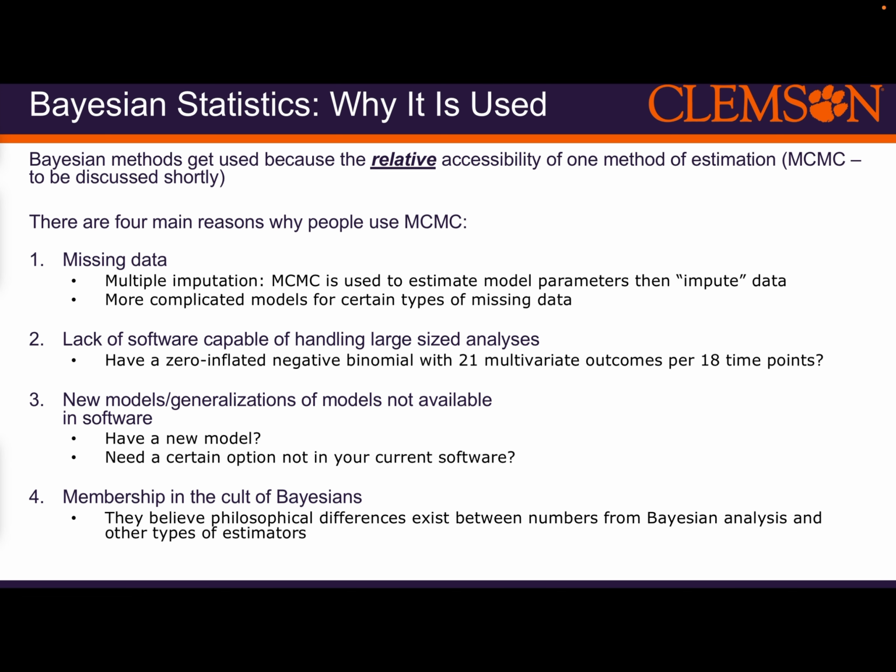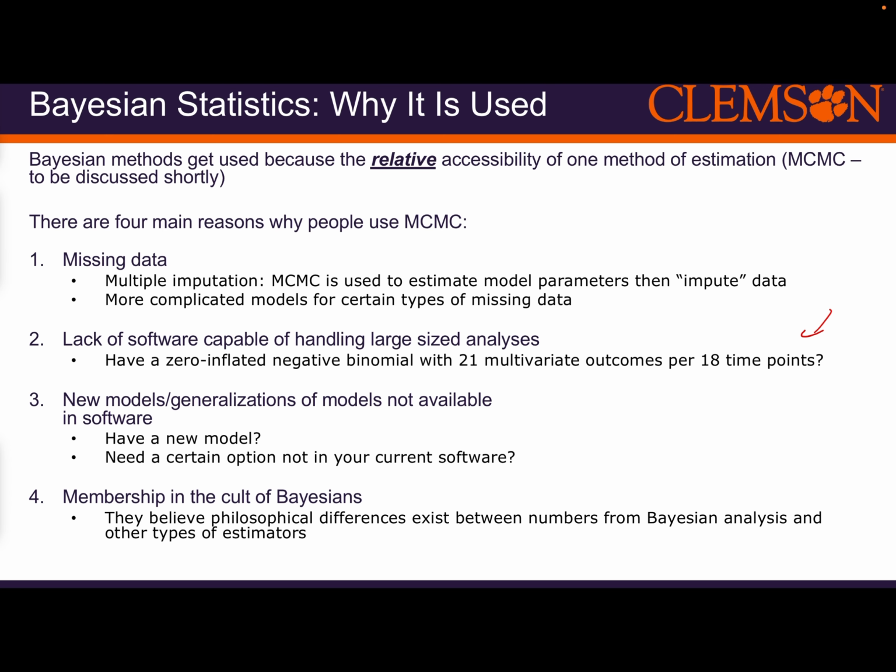Bayesian analyses are better for this because in Bayesian software, you tend to be able to build a likelihood or build the component parts, likelihood and prior, much more readily than you can in self-contained software like for maximum likelihood. Other reasons for using Bayesian include new models or generalizations of models that are not available in software, right? So if you have a new model, this is actually where I came to Bayesian statistics with.